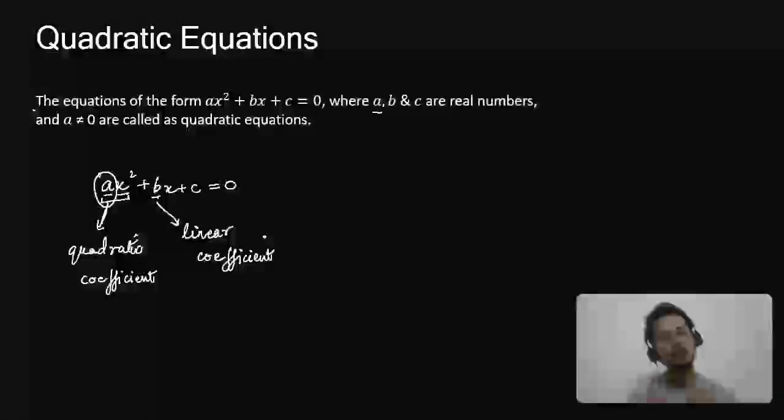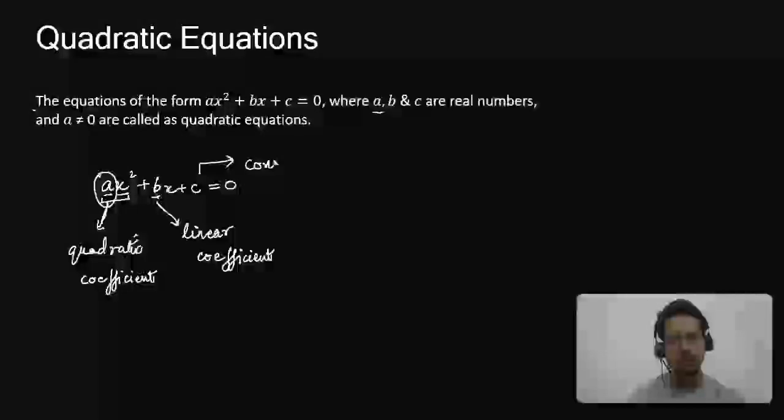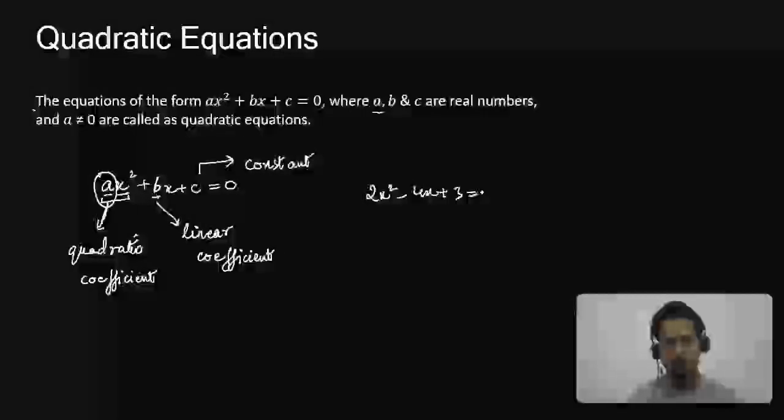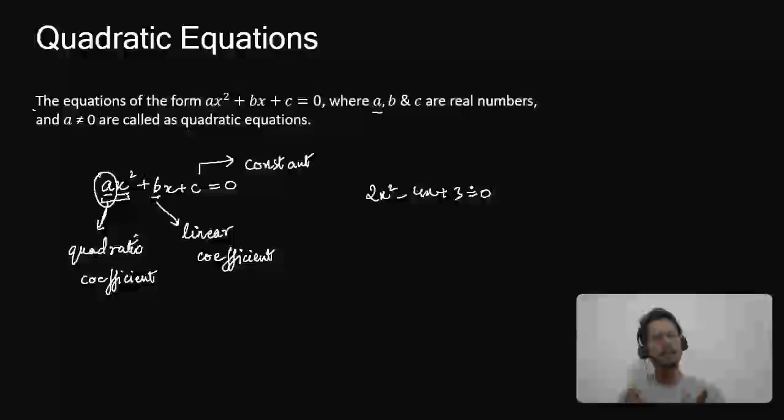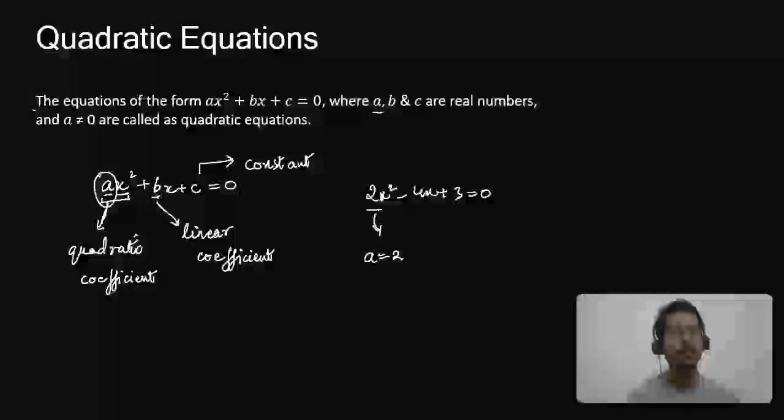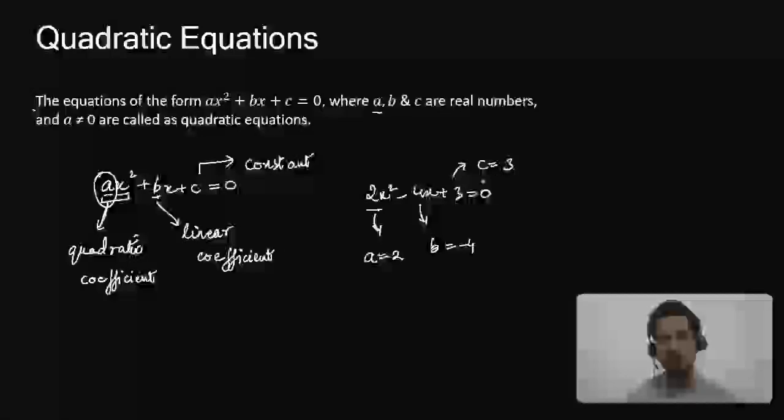Linear coefficient, meaning it is the coefficient of the x term with power 1, and this c is nothing but my constant term, okay? For example, if I write 2x square minus 4x plus 3 equal to 0, this is just a simple example of a quadratic equation. Here, the a value is 2. This is my quadratic coefficient. The b value is negative 4, and the c value is a nice 3, right? That is my constant term.